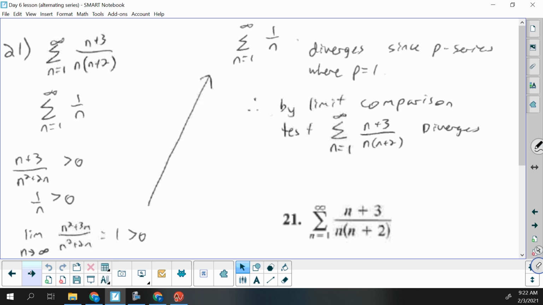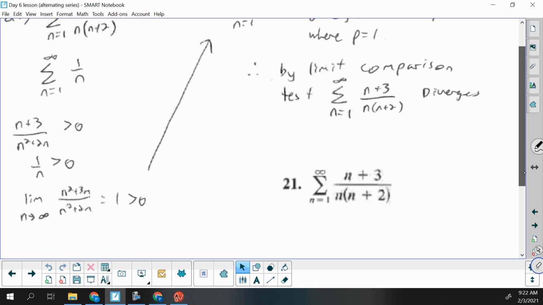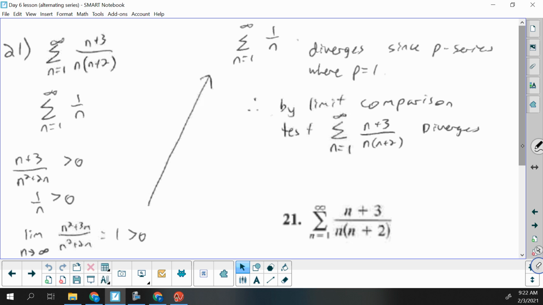For 21, if you distribute the bottom, you'll have an n squared, so the gap in the degrees is 1, so we want to use 1 over n again. Both of those are positive. When you divide it and do the limit as n approaches infinity, your leading coefficient ratio will just be 1, which is a positive finite number. So that means our original series will do the same as our nice series. Our nice series, again, was the harmonic, which diverges, or you could say it diverges because it's a p series where p equals 1. Therefore, by the limit comparison test, our original series diverges.